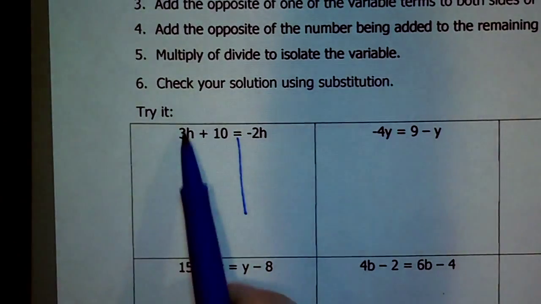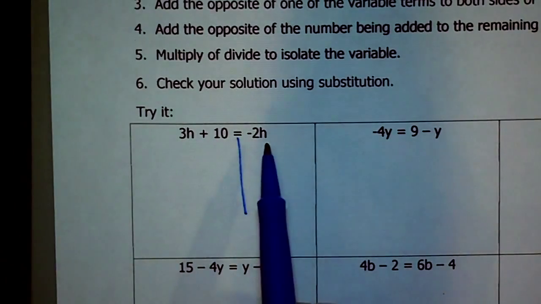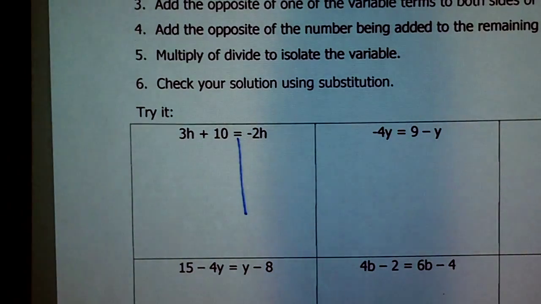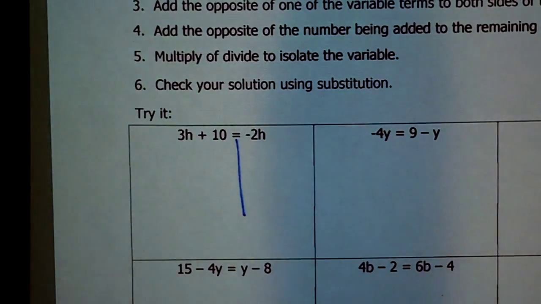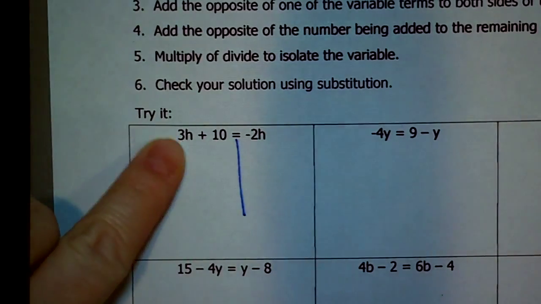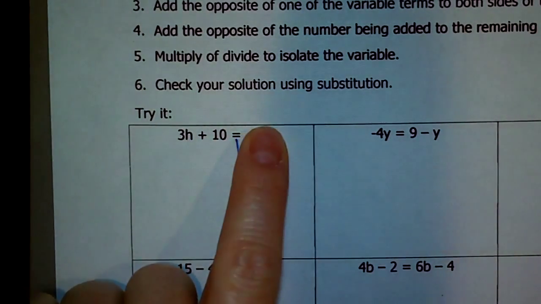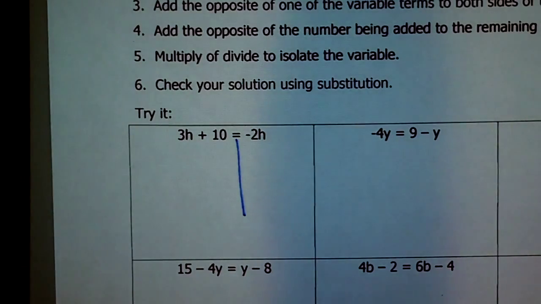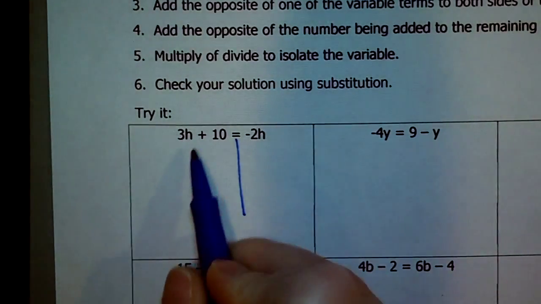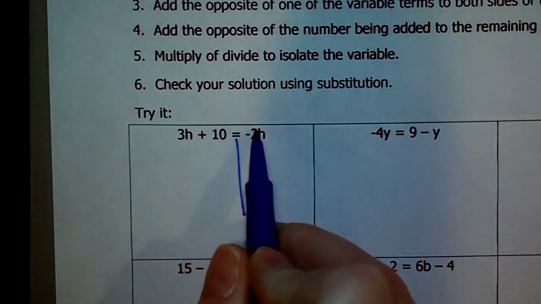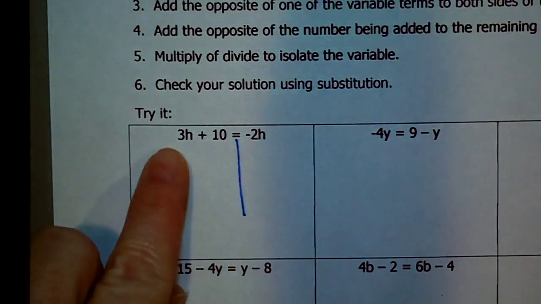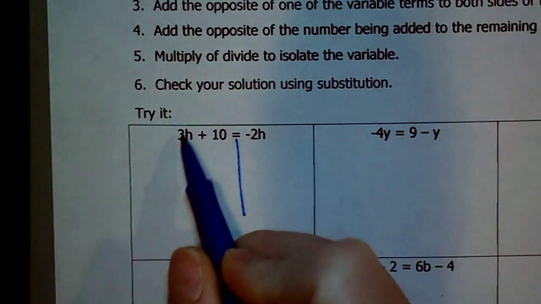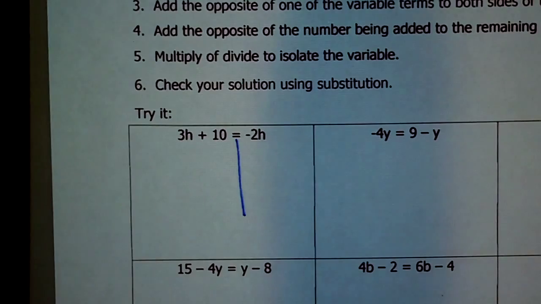Okay, so I have a 3h here, and I have a negative 2h here. Remember that it's your goal to have all the h's on one side and all the numbers on one side. So what I would do here, and honestly guys, it doesn't matter which one you choose to move, but I would get rid of the 3h from this side so that I automatically have all my h's on that side. So here's what I mean. I want this 3h that's being added to move over there, which means I want to cancel it out from here. How do you cancel out a number that's being added? You add the opposite of it.